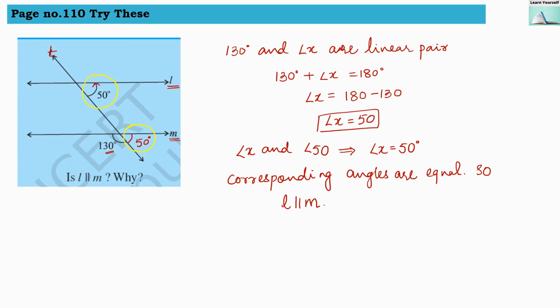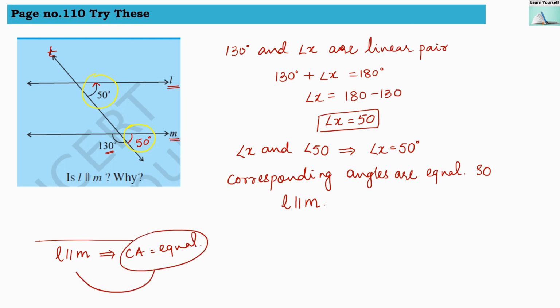In earlier examples, they had given us that L is parallel to M, and then we had to find that corresponding angles are equal. But here they have given us the angle condition, and we are proving that line L is parallel to M. So in either case, if one thing has been given to us, the other thing we can prove. If the lines are parallel, then we can prove that corresponding angles are equal, or if corresponding angles are equal, then we can say that the lines are parallel.